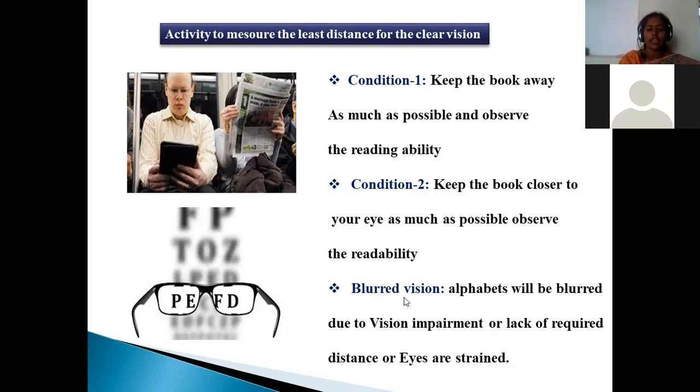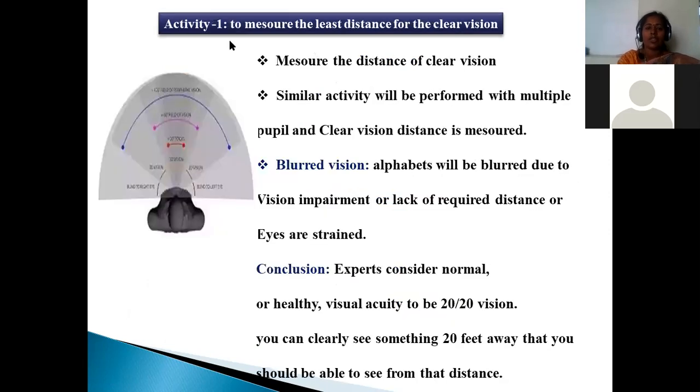Okay, so what is meant by blurred vision? If we go beyond that fixed maximum limit, for example, up to 25 centimeters you are able to see very clearly, but you place the textbook at 27 centimeters, what happens? The picture will not be clear. Instead, you can observe blurredness in it. So eye strain will be there and it is not possible to read clearly, right?